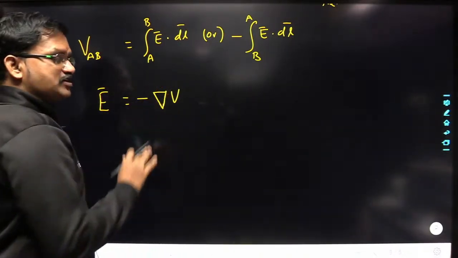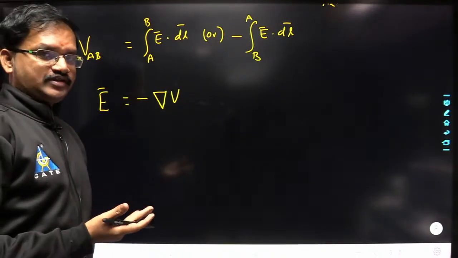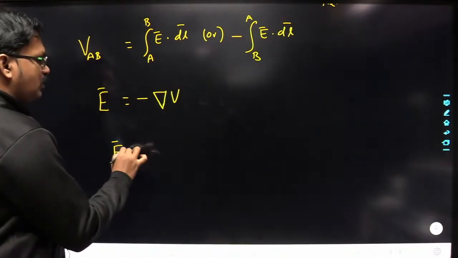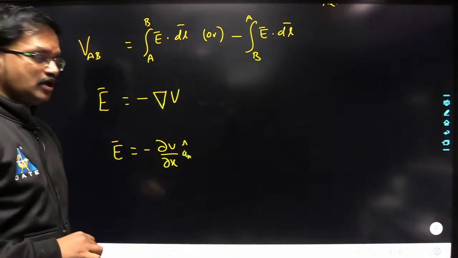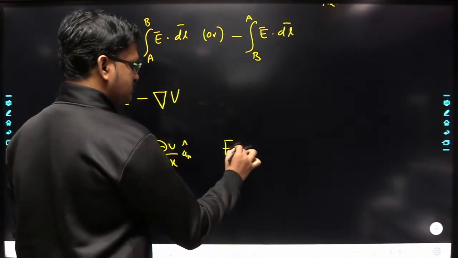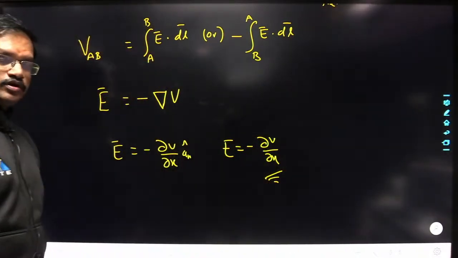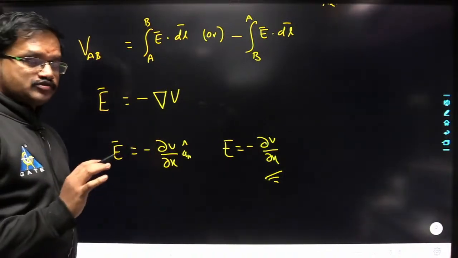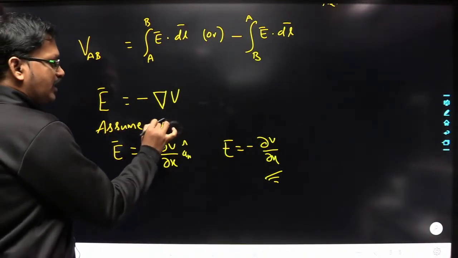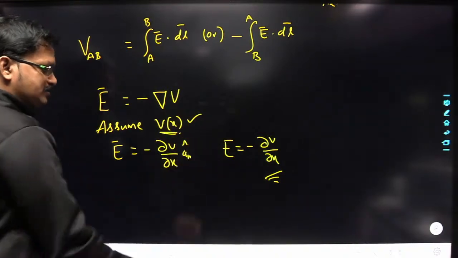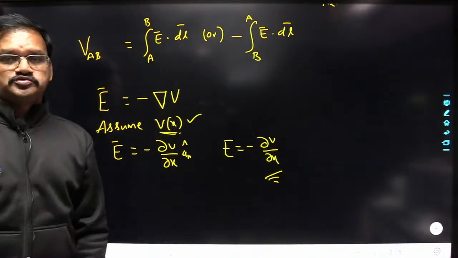If suppose V is a function of only one variable, let us say V is a function of X, then E bar will become simply minus dou V by dou X Ax cap. Right? So that means the relation between electric field and the potential is simply E is equal to minus dou V by dou X. Understood? So if V is a function of only one variable, that's what I am considering here, then I can write E bar is equal to minus dou V by dou x Ax cap, or E equal to minus dou V by dou x.